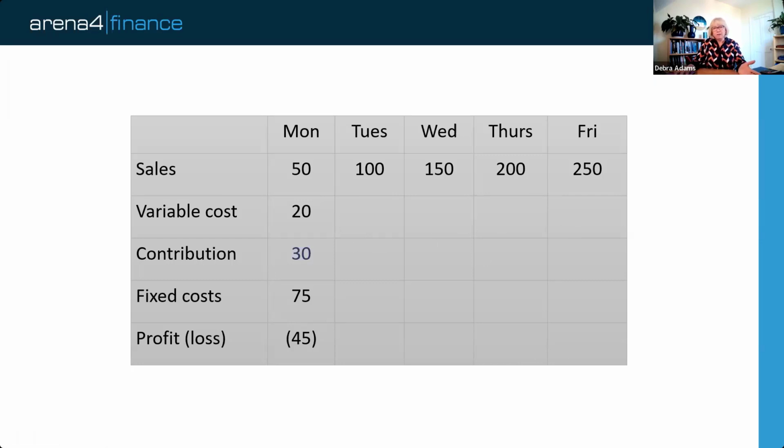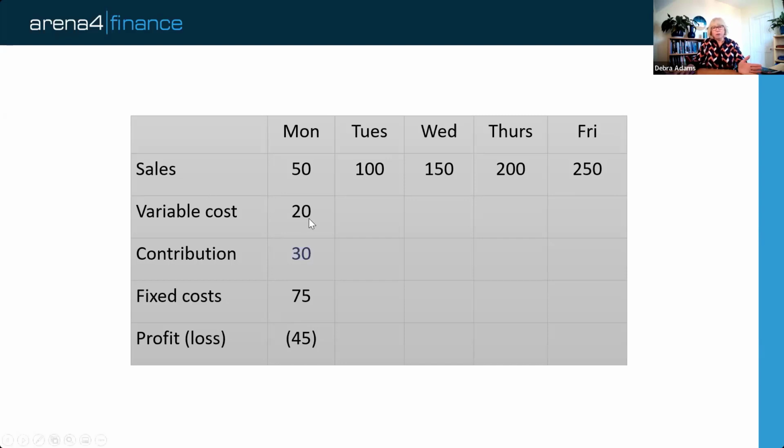Now, if we were to complete the rest of the table, we know from what we said already that variable costs change in direct proportion to the sales. So we would expect that if the sales double to 100, we can assume the variable costs double as well. And this is assuming that the sales are increasing because we're selling more units rather than because we're just increasing the selling price. So we're assuming here that we are doubling the volume of sales rather than the average spend.